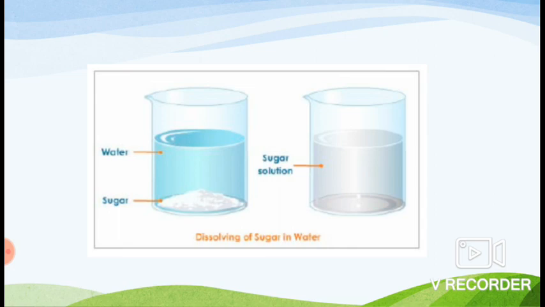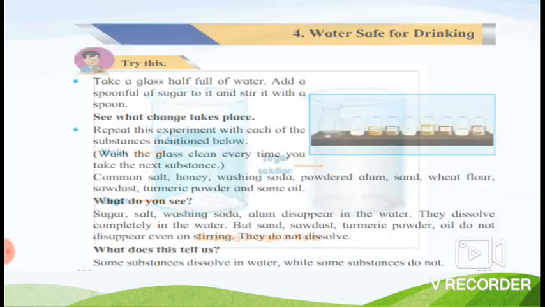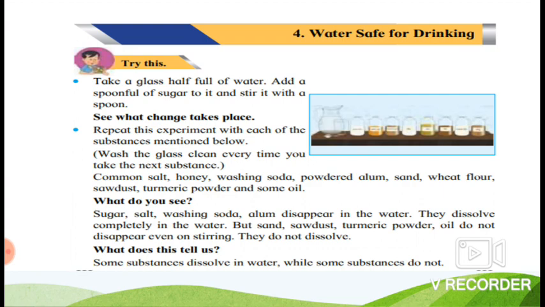Now students, let's repeat this example with different things. Let's perform the experiment with common salt, honey, washing soda, powdered alum, sand, wheat flour, sawdust, turmeric powder and some oil. Now tell me students, what do you observe? Yes, we see that some substances have dissolved completely while some substances did not dissolve. Now just tell me students, which substances have dissolved?